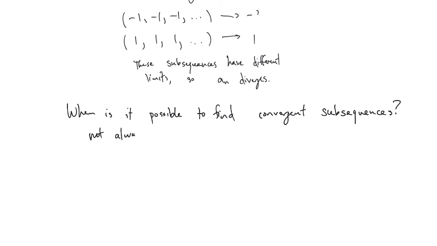Why not? Here's an example. This is a simple example. 1, 2, 3, 4, 5, etc. This has no convergent subsequence. Do you believe me? These things go up to infinity, and any subsequence would also go up to infinity. No subsequence of this converges. They all go up to infinity. So this has no convergent subsequence.